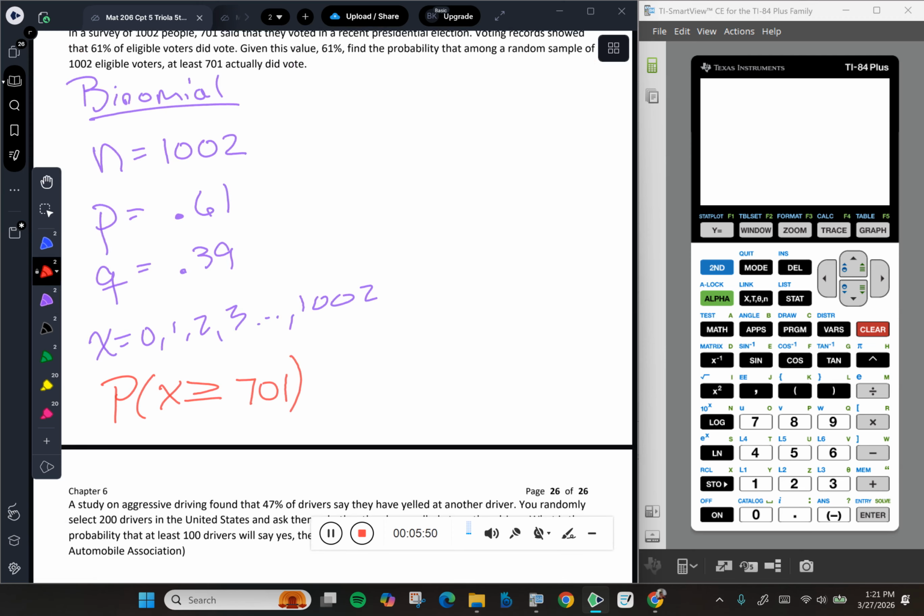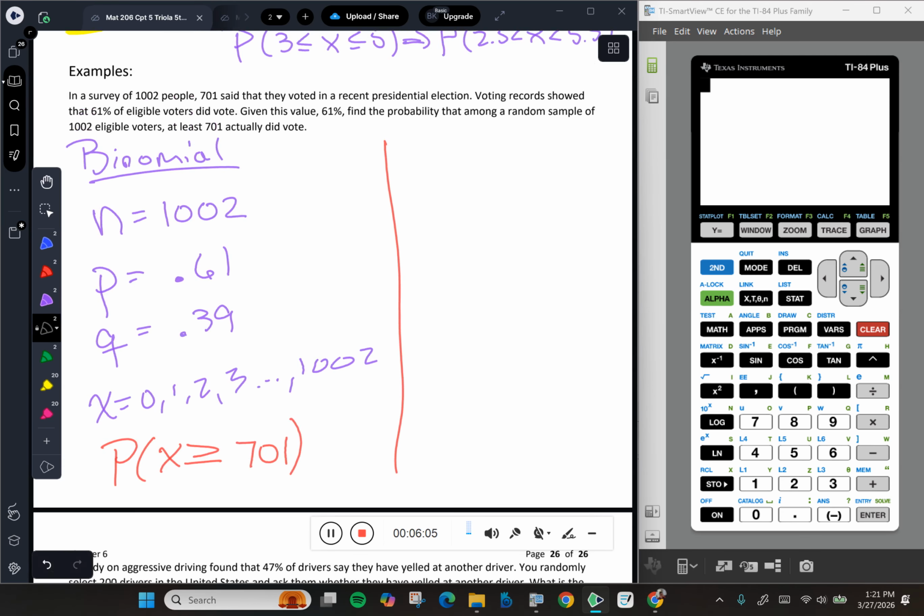701. Okay? Now what I'd like to do is convert this problem from a binomial problem into a normal distribution problem. Okay? Now in order to do this, I need to make sure, first off, that my problem is binomial, and we've already established that, and two, that my sample size is large enough. That is, I need to check to make sure that n times p is greater than or equal to 5, and n times q is greater than or equal to 5.